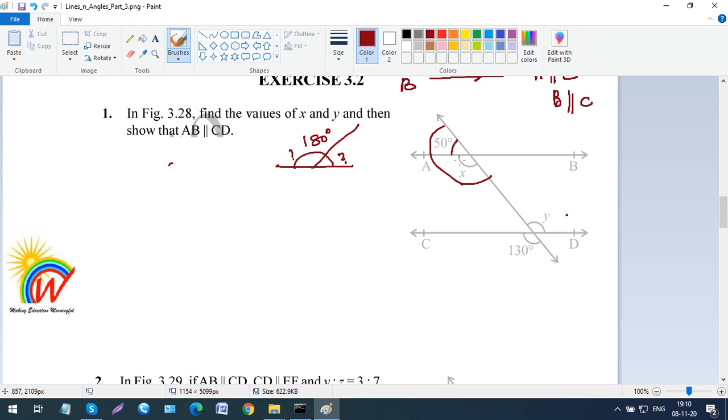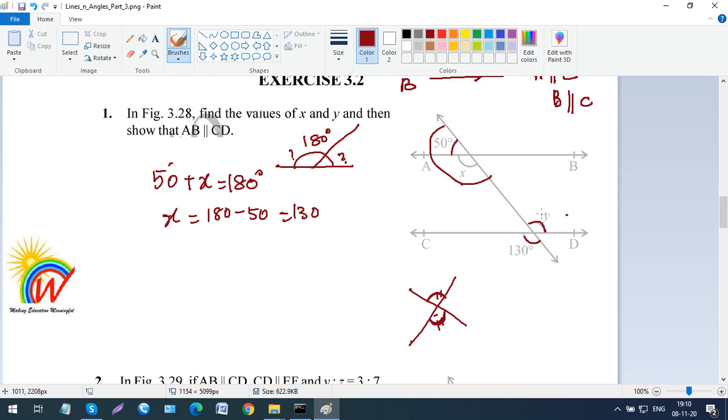So you can find x by subtracting. 50 plus x should give you 180 degrees, so x is equal to 180 minus 50, which is 130. Or, when you have lines crossing like this, the cross angles are called vertically opposite angles, and they are always equal. So going by that method, this y is 130, because this is 130, so this will be 130, right?